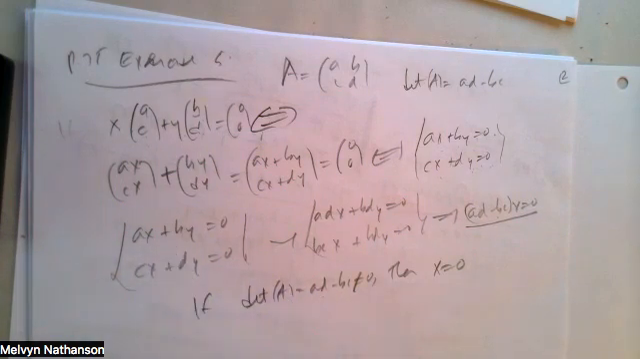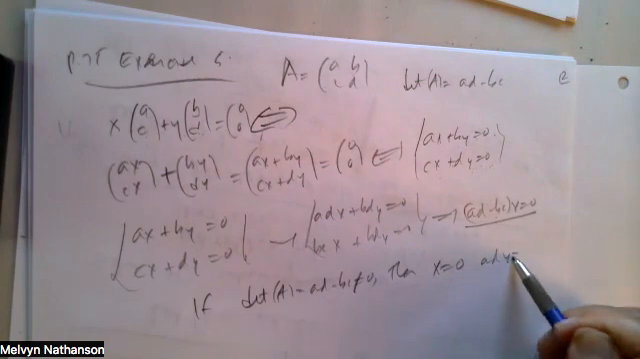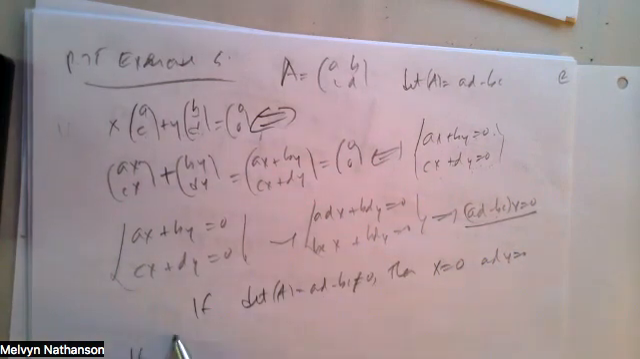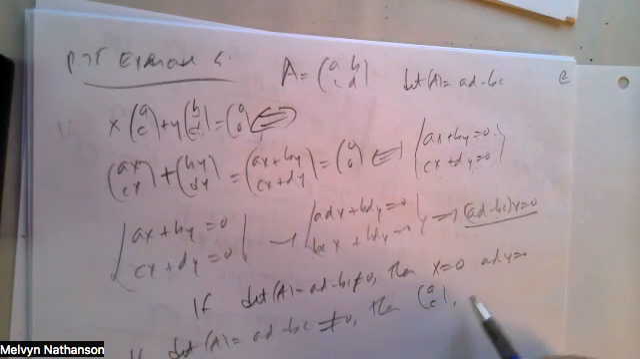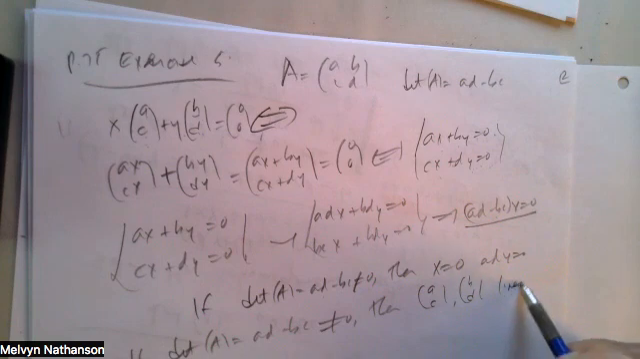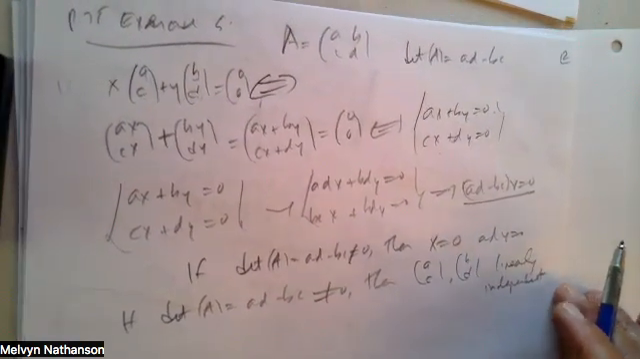And if X has to be 0, Y has to be 0. That means that if the determinant of A, which is AD minus BC, is not 0, then these column vectors (A, C) and (B, D) are linearly independent. So this is the first part, which is very important.